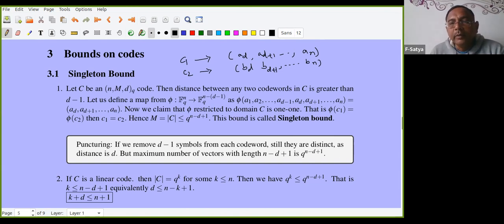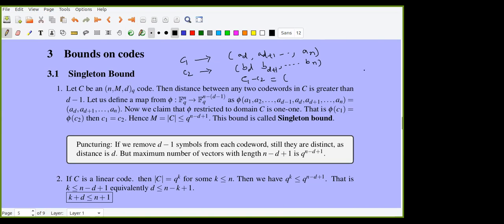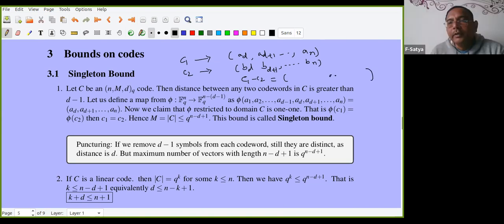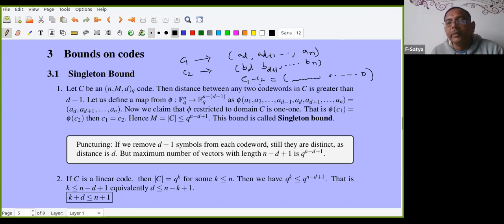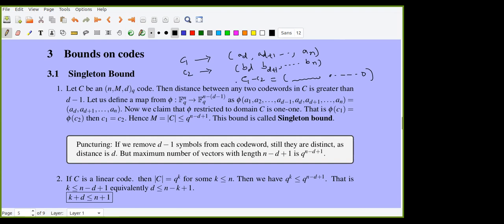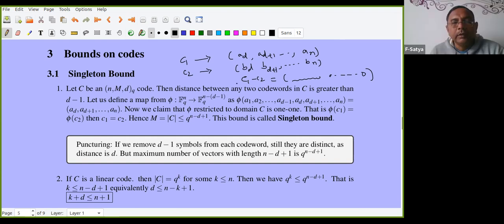So at least I can find two code words. In fact, none of them are equal. Suppose they are equal, then what can we say about C1 minus C2? The last n-d+1 coordinates will be 0. How many can be at most non-zero? D-1. Then what can be the weight of this code word? This is also a code word. It cannot be d-1 because the minimum is d. So it has to be 0.